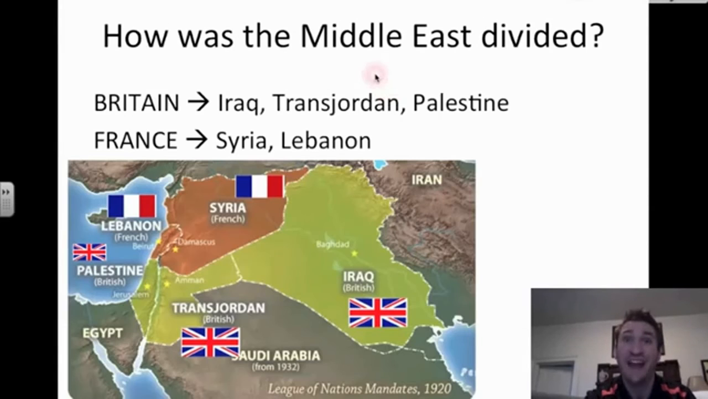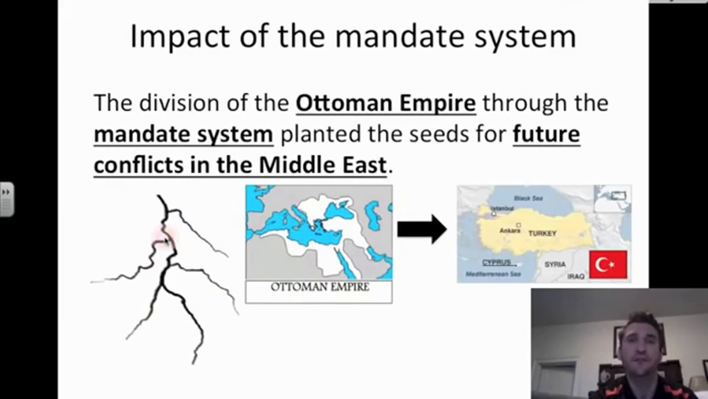How was the Middle East divided under the League of Nations mandate systems? Well, Britain gets Iraq, Transjordan, which later becomes just Jordan, and Palestine. Here you see Palestine going to Britain, Transjordan going to Britain, and Iraq going to Britain. And France gets Syria, and to the west, Lebanon. What's the impact of this mandate system? Well, the division of the Ottoman Empire through the mandate system planted the seeds for future conflicts in the Middle East.